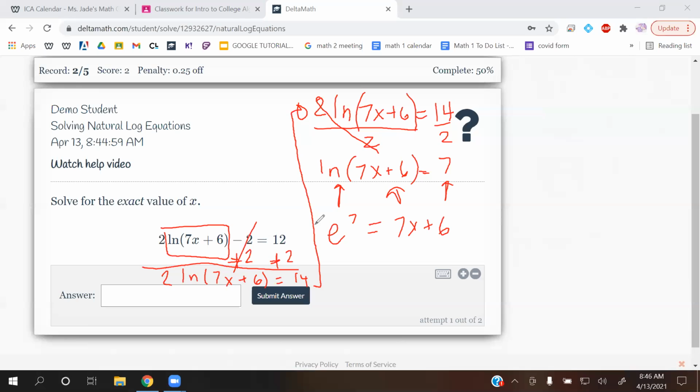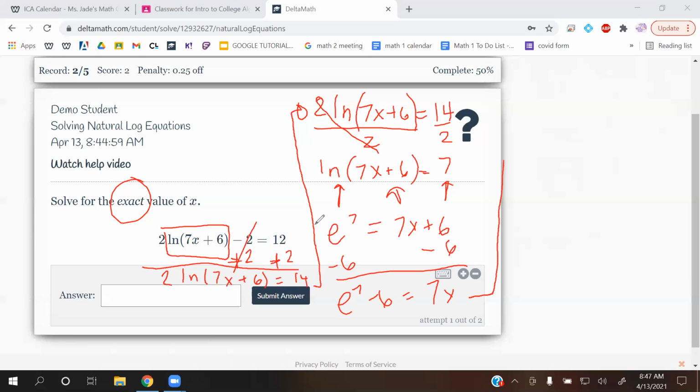Remember, do not type e to the power of 7 in your calculator. It will give you some decimal number that goes on forever, and we want the exact value. So you're not going to spend forever typing in decimals. You are going to just leave it in terms of e. So e to the power of 7 is equal to 7x plus 6. Now we can solve for x the same way we always do. So subtract 6. Literally, e to the power of 7 minus 6 is equal to 7x.